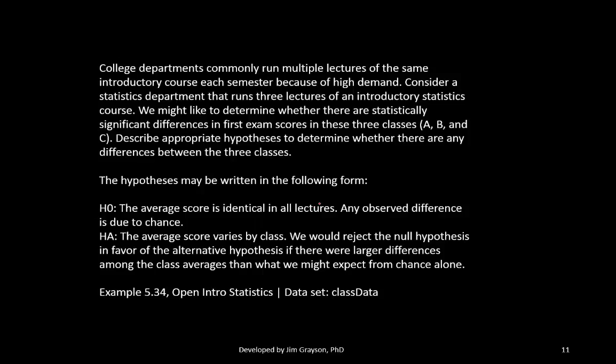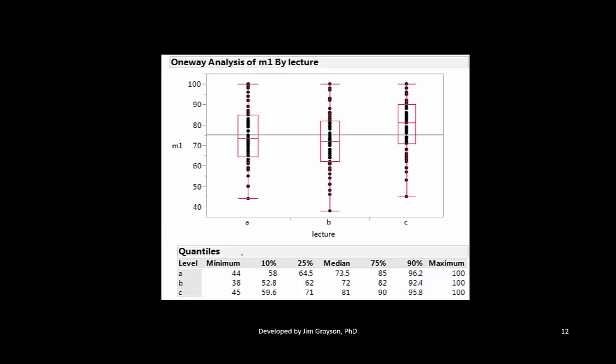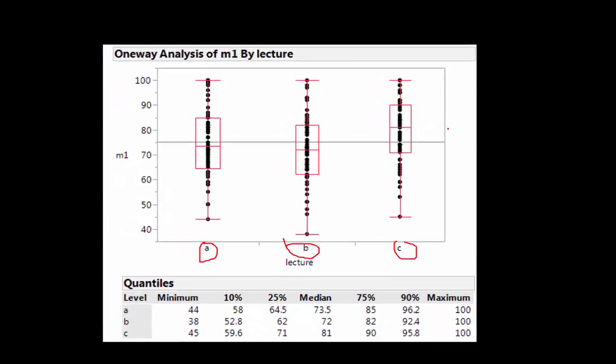Okay, so one more example. Suppose we're looking at exam scores in 3 classes, and whether there's a difference in the average exam score based on the class. So here's the null. Average is identical. Right, so the average of class A is equal to B is equal to C. We'd reject the null, accept the alternate, if we conclude there's a difference. So this shows those 3, A, B, and C. You can see the box plot.